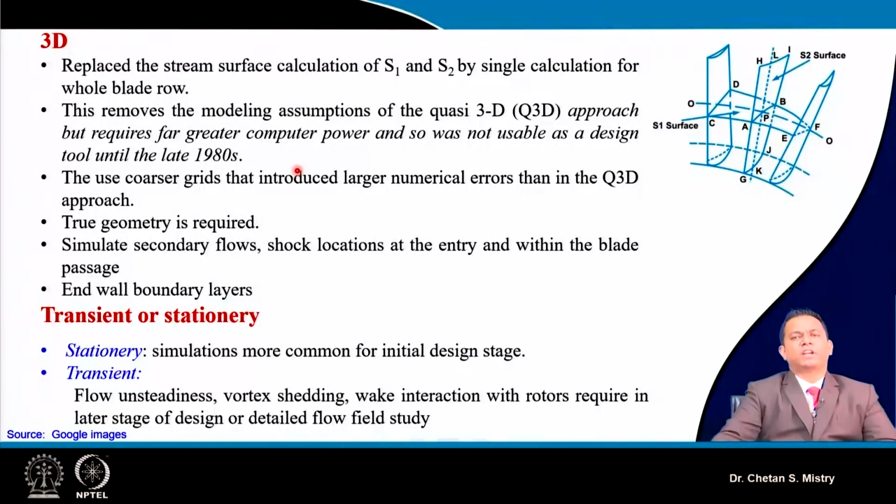Now, for this flow field study, people talk in terms of transient analysis and steady state analysis, or stationary analysis. This stationary analysis is more common when we are talking about the initial design iterations. Later on, to understand the flow unsteadiness, vortex shedding, and wake interaction between the rotor and the stator, all those detailed studies can be done by using transient analysis.